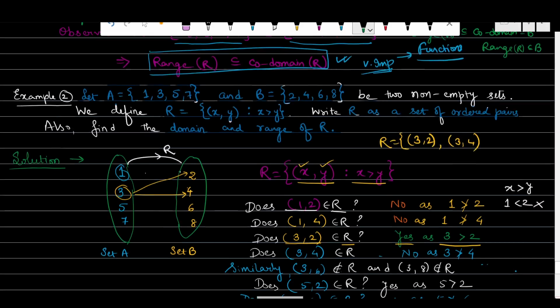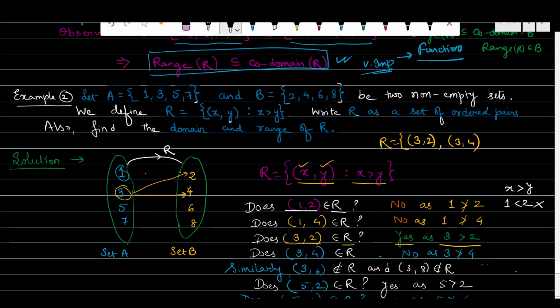Now we see another example. Let A equal {1, 3, 5, 7} and B equal {2, 4, 6, 8} be two non-empty sets. We define R equal to all those ordered pairs (x, y) such that x is greater than y. Here we have set a condition that an ordered pair (x, y) will belong to R if and only if the first component is greater than the second component. Here we are supposed to write R as a set of ordered pairs and also find the domain and range of R. Now see over here.